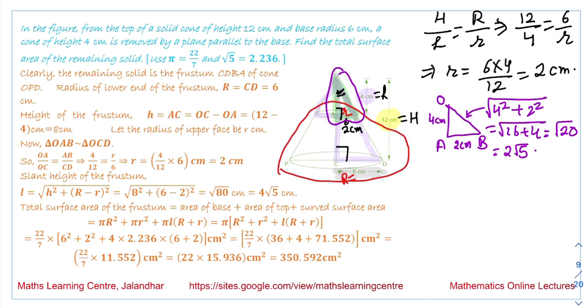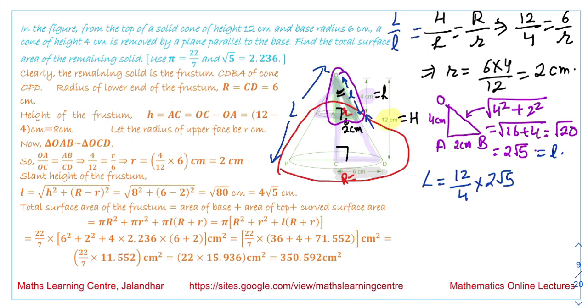Now as we have already seen, these two triangles are similar to each other, and this length we say is small l, and this complete length, say it is capital L. So what we get is that this value is equal to capital L over small l. This is the value of small l we have obtained. So the value of capital L is 12 over 4 into 2 root 5. When we divide this value, it is 3, so we get 6 root 5.